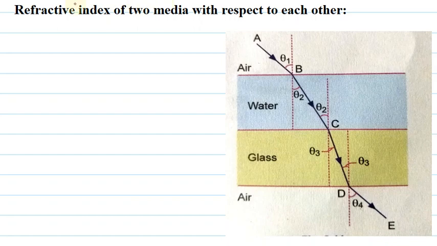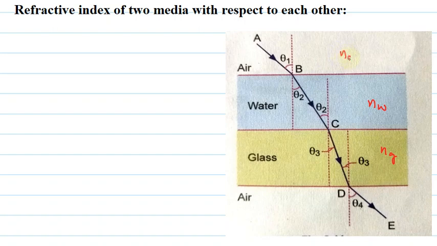Hello everyone. In this video, let us see refractive index of two media with respect to each other. In this adjacent figure, let us consider two transparent media of water and glass of refractive index n_w for water and n_g for glass respectively. These are placed in air media of refractive index n_a equals 1.